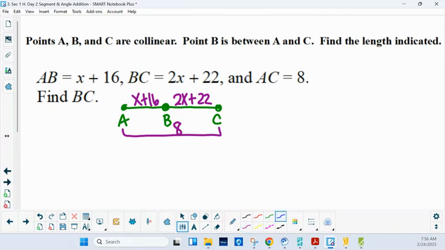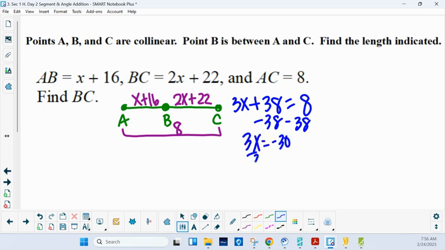What do we get on the two pieces if we add the x's? Good, 3x. How about the numbers, 22 and 16? 38, and it's going to equal 8. And it's just a matter of simple solving. Gavin, what do you do first? Good, minus that 38. 8 minus 38, what does that give us? Negative 30. Divide by 3. X is how much? Negative 10.